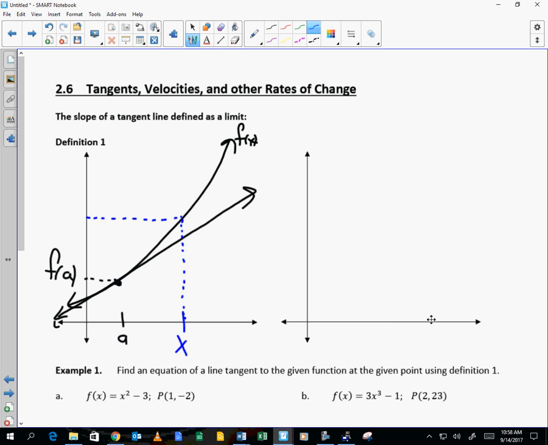So what is the Y value? F of X. And that helps me create a secondary line. It's not the tangent line, but the secant line. Okay?